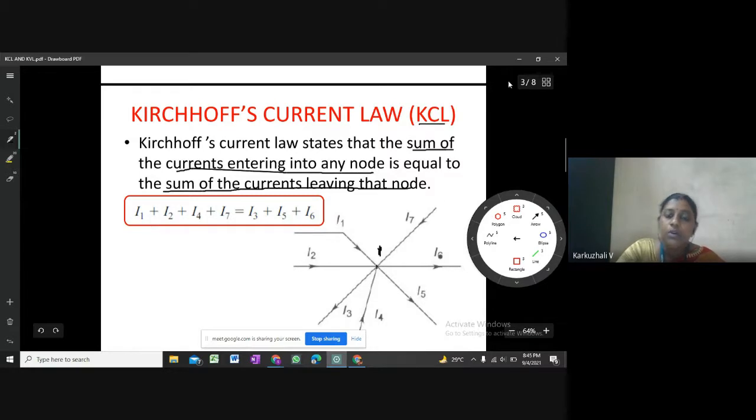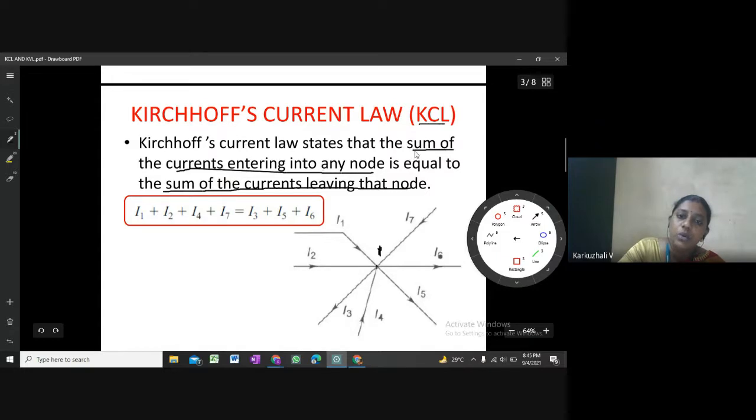Okay, so now let the current flowing through every branch be denoted as I1, I2, I3, I4, I5, I6 and I7. So I can see that current entering here, I1 is entering, I2 is also entering, I4 is entering and I7 is entering. Okay, I3 is leaving, I5 is leaving and I6 is leaving.